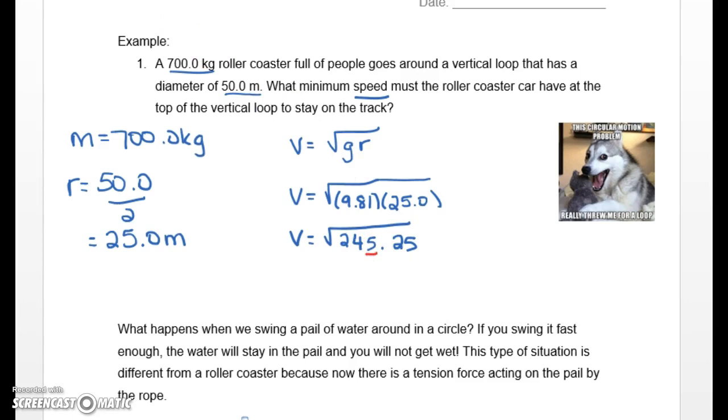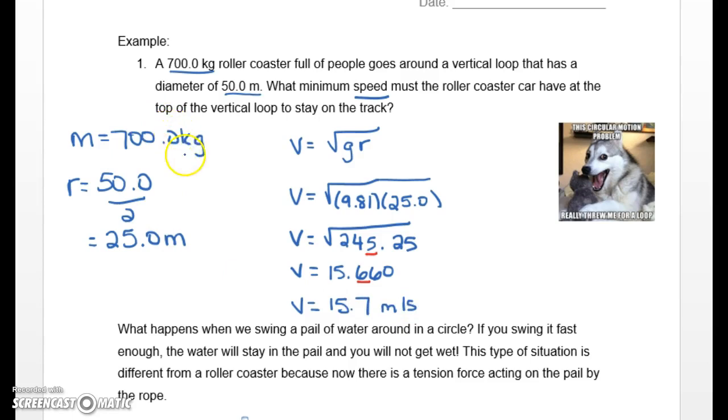And now we can go ahead and plug this into our calculator. We're going to take the square root of 245.25. And what we should get in our calculators is 15.660. I'll make sure to account for my sig figs here. I had 3 to begin with, so my answer should have 3, meaning our speed will have a final answer of 15.7, and our units are meters per second.